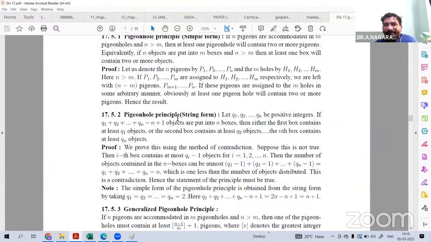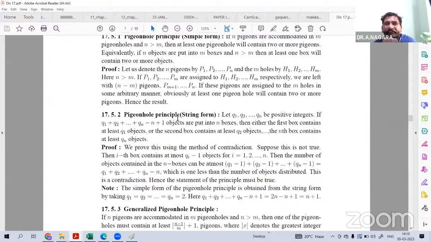Here, what it is saying is a generalization. I am taking n pigeons, p1, p2, and so on up to pn. M holes means m boxes, h1, h2, and so on up to hm. Clearly n is greater than m, and each one I am keeping in one box. We are left with how many pending? N minus m are the extras. Previously I gave 5 balls and 3 boxes. 5 minus 3, how many? 2. That is the n minus m pigeons.